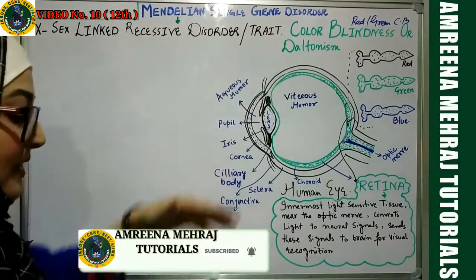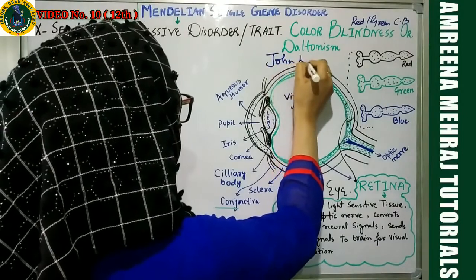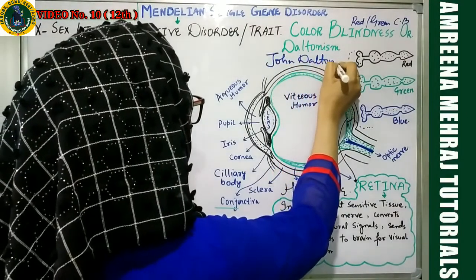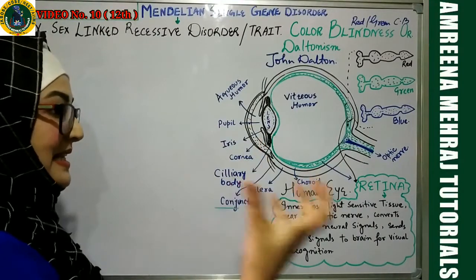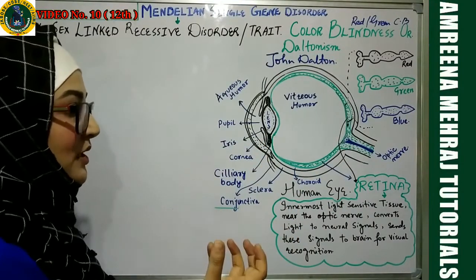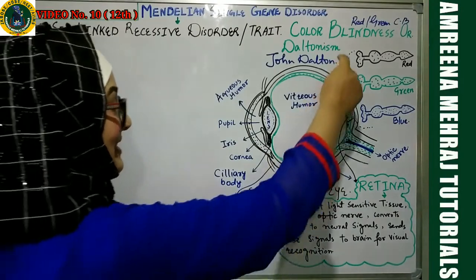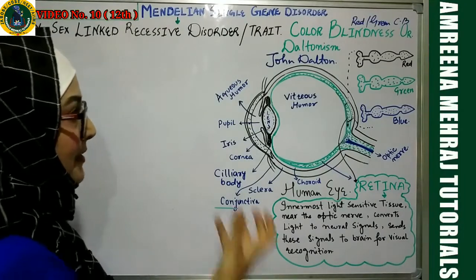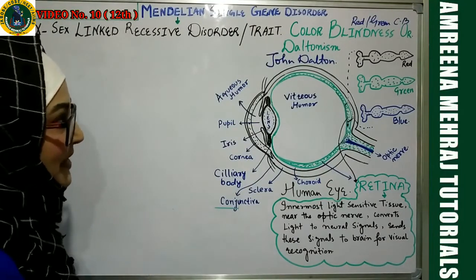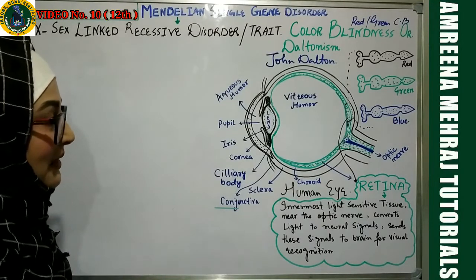And I'll write down over here, John Dalton. Basically, he performed the initial studies on the heredity, or the transmission, of this particular disorder called color blindness. That's why we call this disorder Daltonism, because it was initially investigated by John Dalton, a prominent name in chemistry. He and his brother were suffering from this particular disorder.